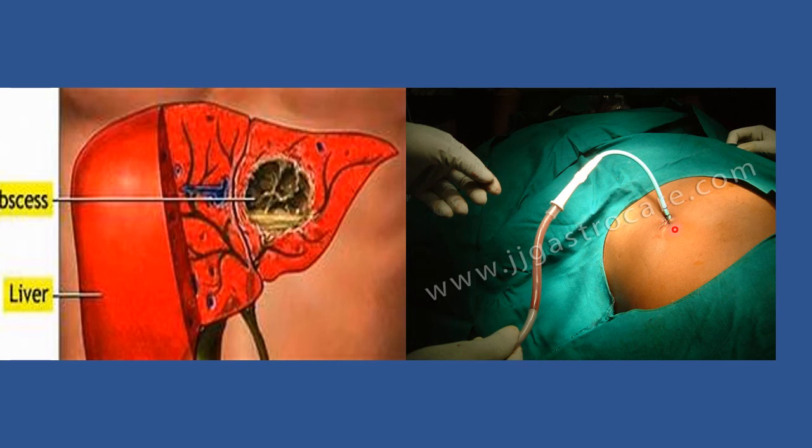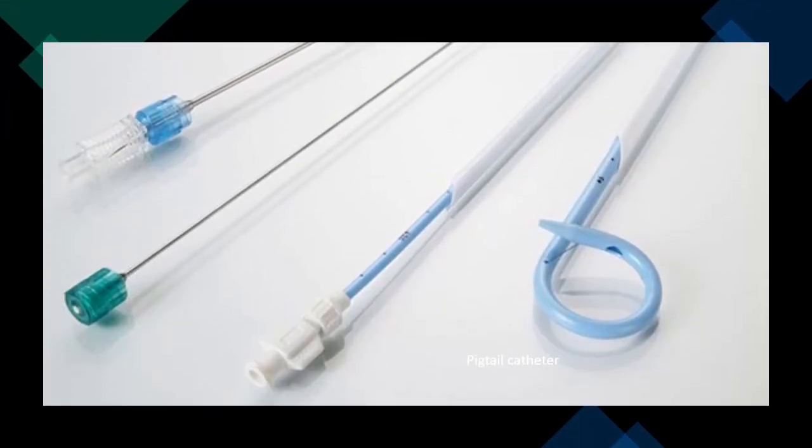abscess, in the lumen of the abscess, thereby increasing the drainage of the pus. Okay, this is a pigtail catheter. This is the coil tip which is introduced through a guide wire, and then this is placed inside the cavity of the abscess in the liver.